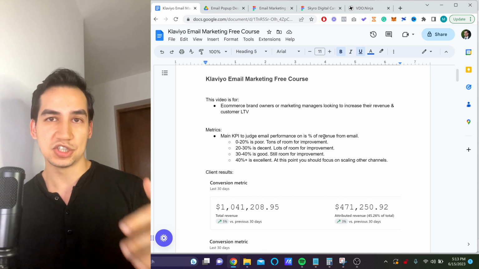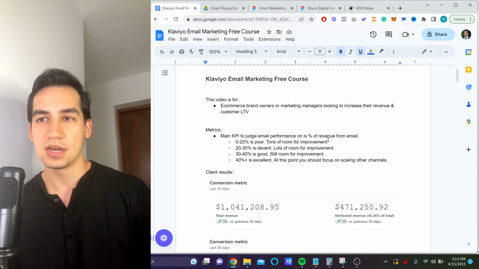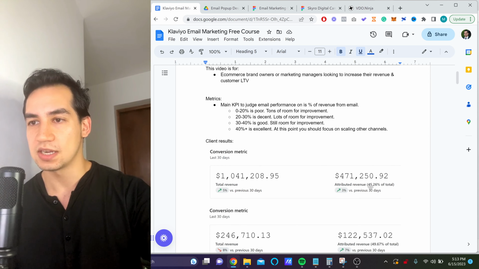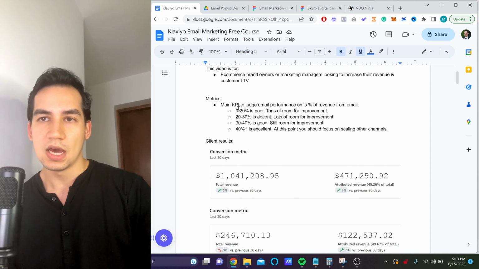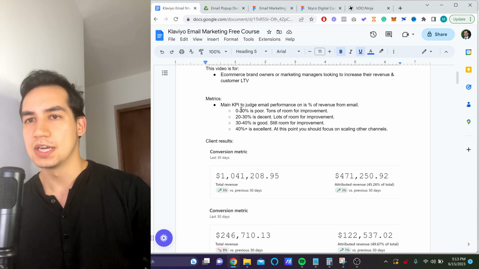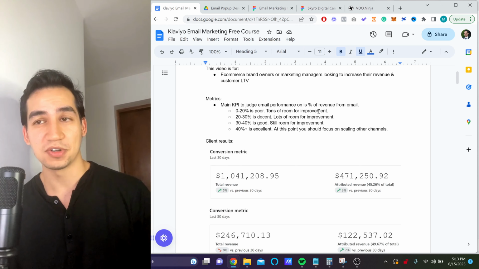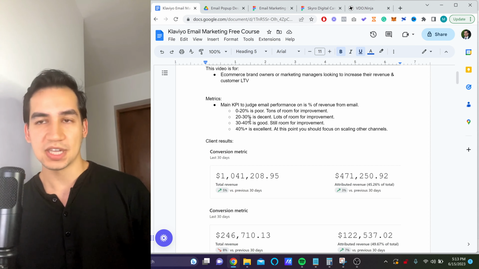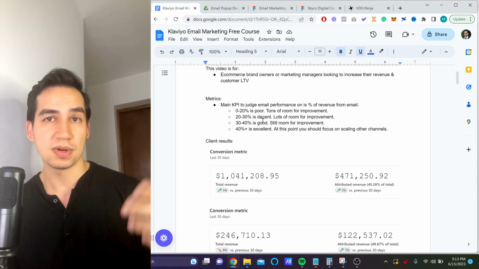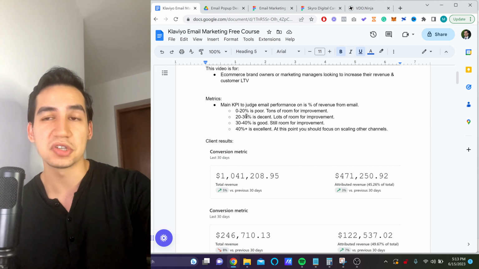But when you're looking to judge the performance of your emails, the best place to look is the percentage of revenue from email. And what I'm talking about specifically is this number here, this 45% of total. And here's how you interpret that. So 0 to 20% is considered poor, all right? Basically, there's tons of room for improvement in the account. You likely don't have all the different flows set up. You're probably not sending enough campaigns, etc., or the things that you are sending just aren't resonating.